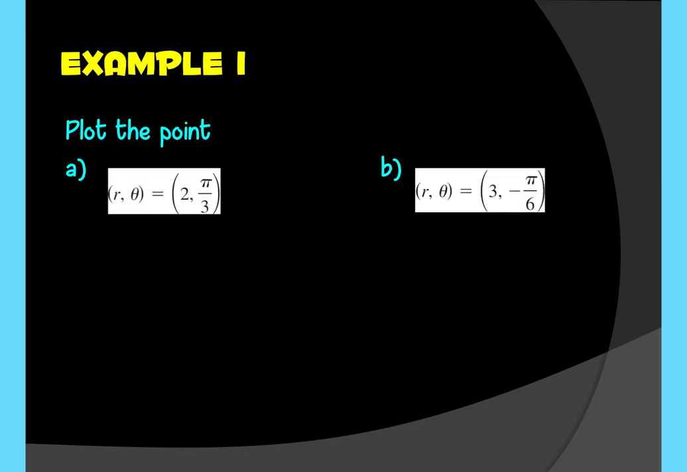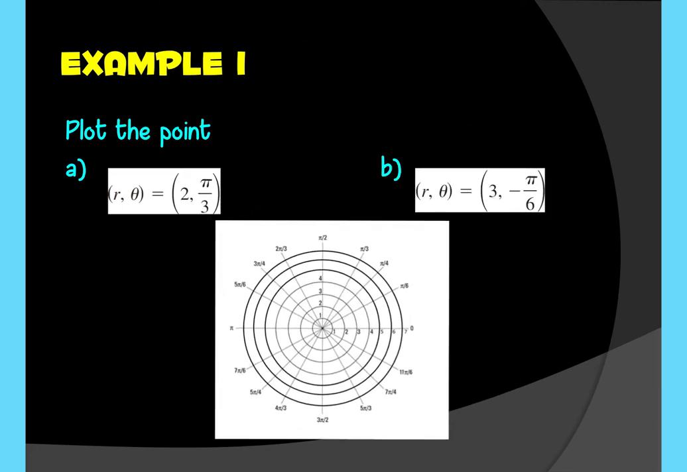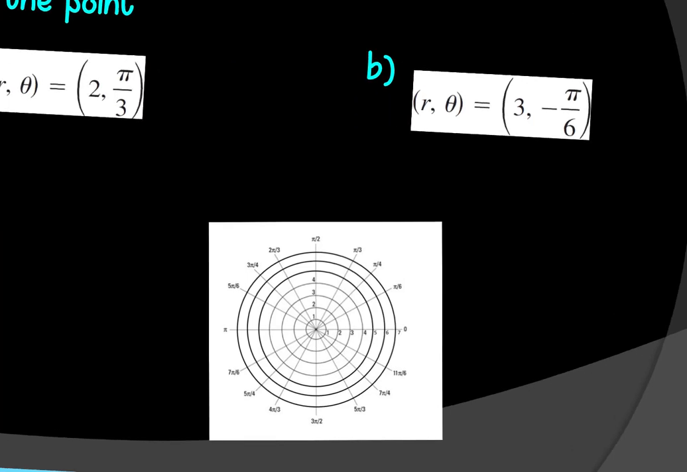Okay, so you're going to go to the web and find a polar coordinate grid. If you go to Safari and search for polar coordinate grid, I feel like at some point I posted it. Your goal is to get something that looks like this.